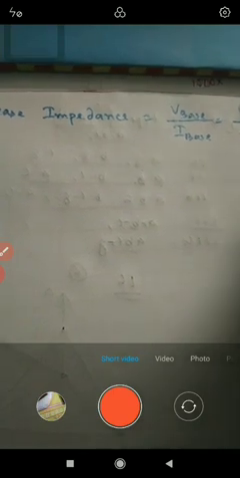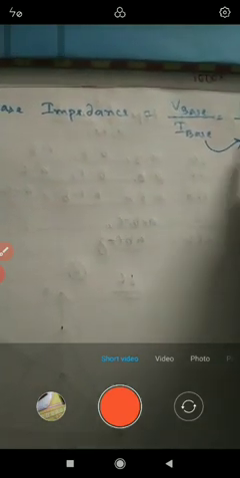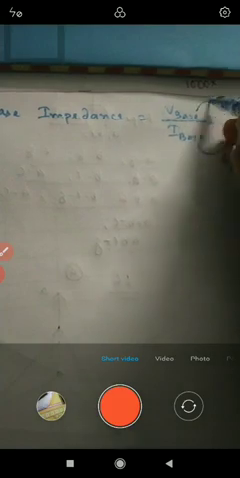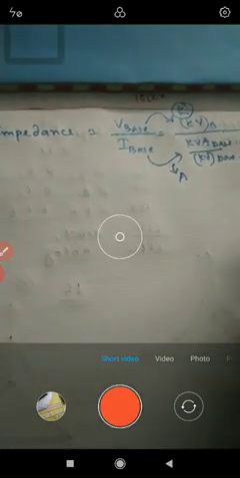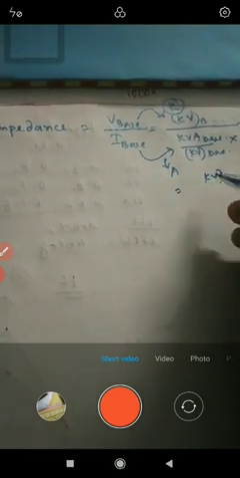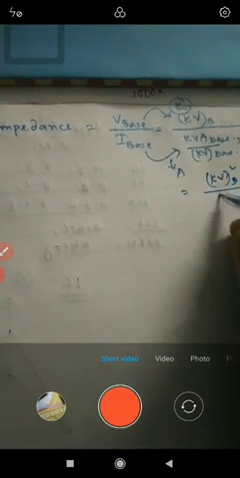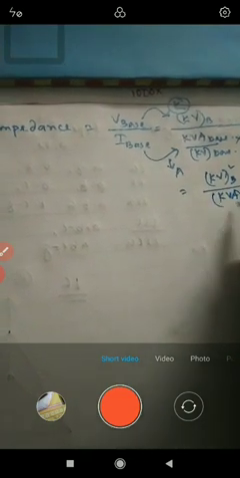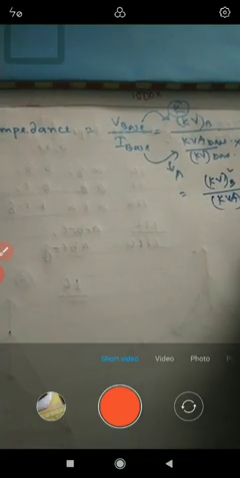This is the current I base. This unit is in ampere only, but here this unit is in kilo. So to nullify that, this 1000 came into the picture. So it becomes kV base square divided by kVA base into 1000. This problem will not arise if you take MVA base.